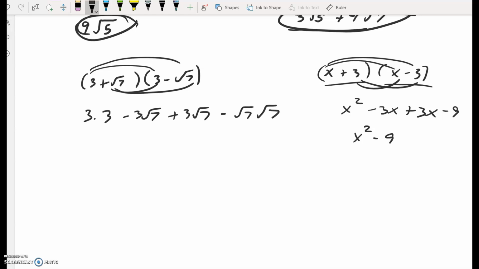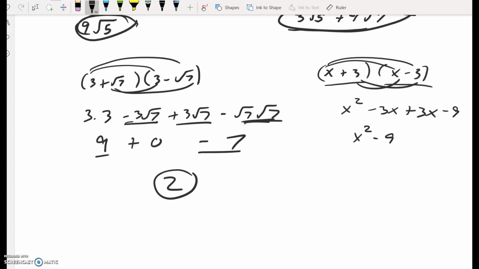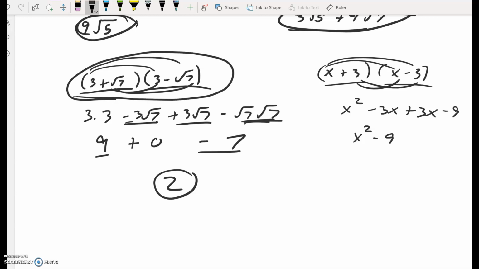And now we analyze parts. This is 9. This is minus 3 of these plus 3 of the same thing. Negative 3x plus 3x, or negative 3 of something plus 3 of the same thing. That's just nothing. And over here, these pair off to a regular 7. So we have 9 take away 7. The multiplication of these two weird things is just exactly 2. Very strange, but not too hard.